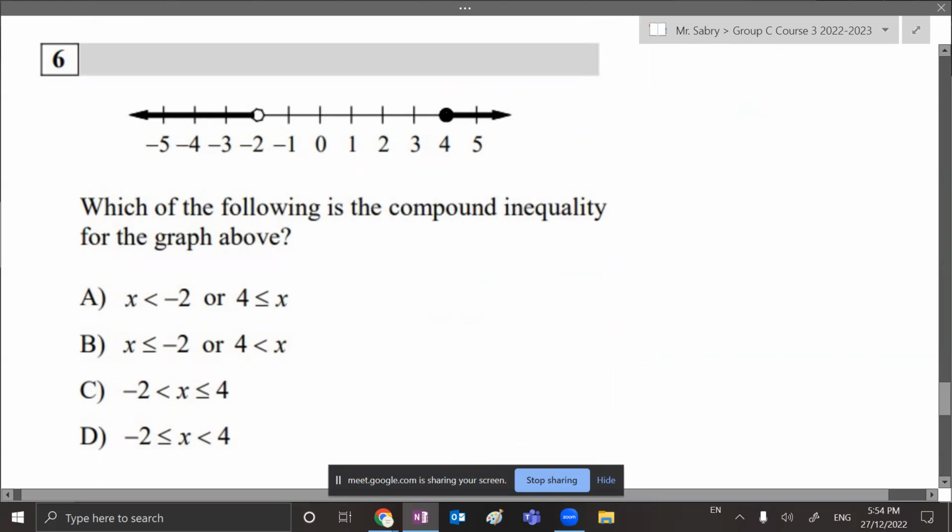Let's check 6. There's already a number line graphed, and they're asking you to represent it. It's clear here that x is bigger than or equals to the 4 because it's shaded, and at the same time x is supposed to be less than but not equals to the -2. So looking at the choices, I think choice A is the only correct answer. I think this was a very easy question.